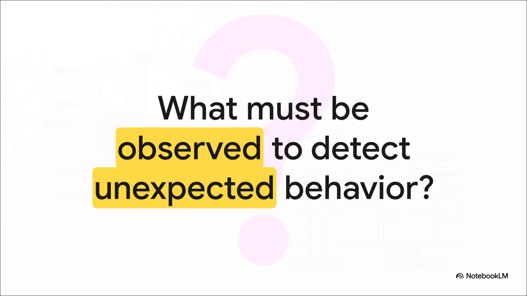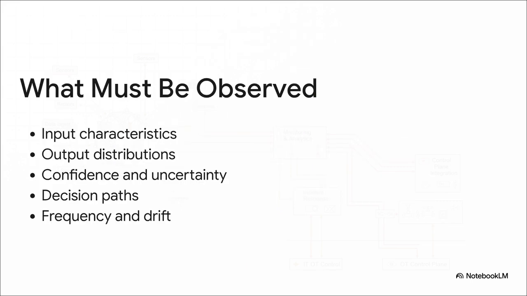Which, of course, leads to the big question. If we're trying to catch things we don't expect, what exactly are we supposed to be looking for inside these complex AI systems? What are their vital signs? What's great here is this gives us a kind of checklist. We need to be able to see the inputs the AI is working with. Has the data changed somehow? We need to watch the outputs. Is the model suddenly making different kinds of calls? We absolutely have to see its confidence levels. And finally, we've got to track the paths it takes to make a decision and watch for that slow drift over time. Think of these as the windows into the AI's mind.